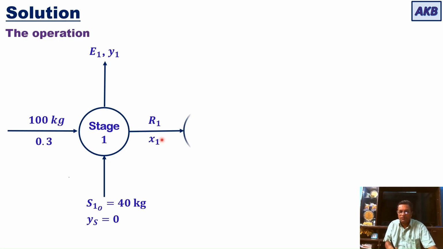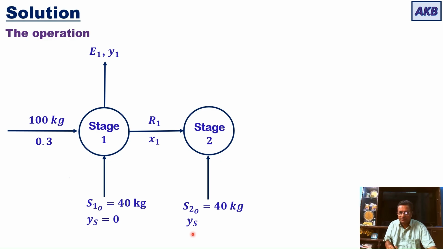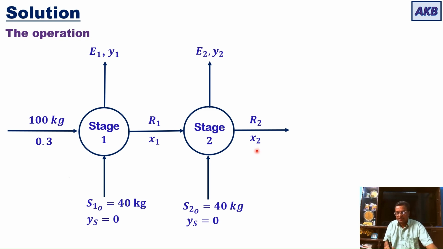Now this raffinate phase is sent to stage number 2, where it is contacted with fresh solvent S20, which is again 40 kg, and it is pure solvent, that is Ys is equal to 0. So it will give out the extract phase whose amount is E2 and weight fraction of solute in it is Y2, and we will be getting the raffinate phase. R2 will be the amount of that raffinate phase and X2 will be the weight fraction of solute C in it.